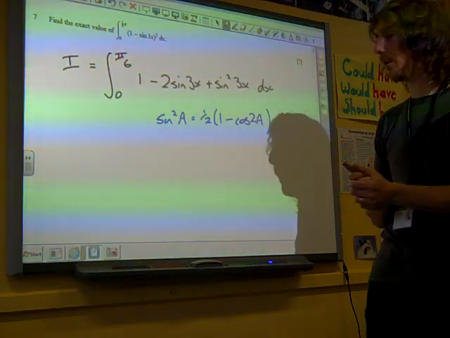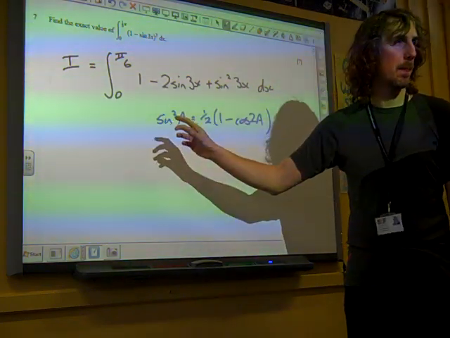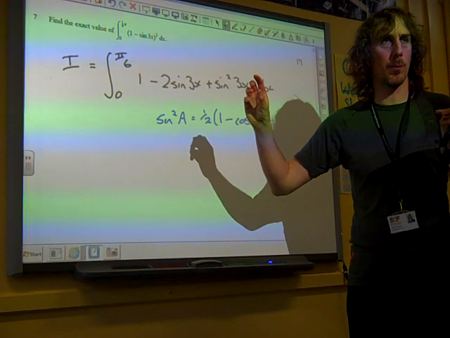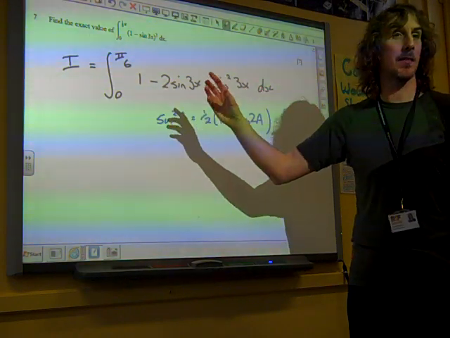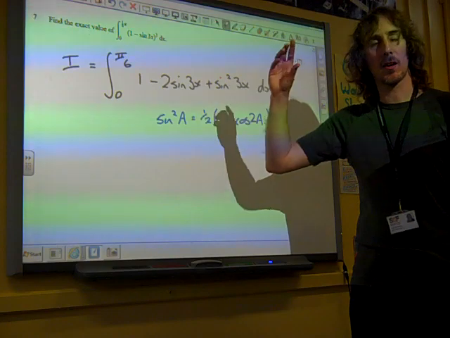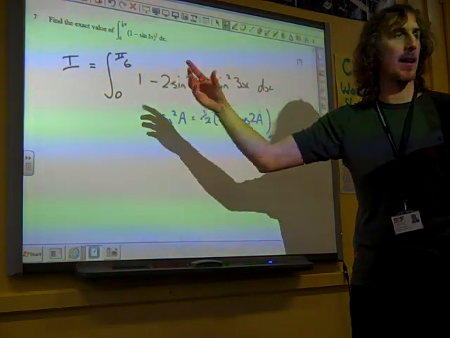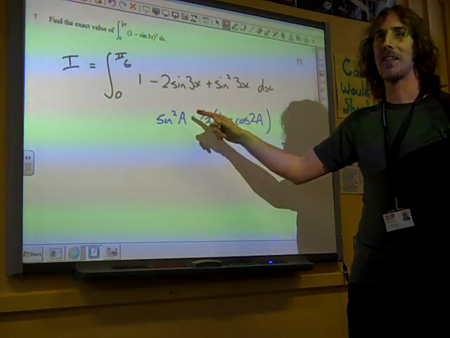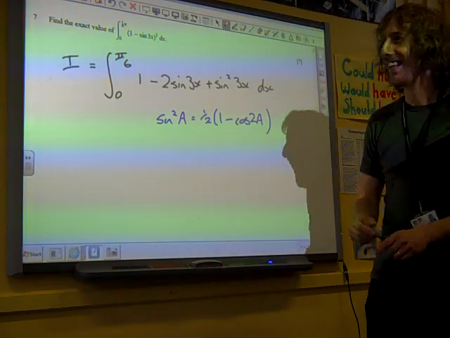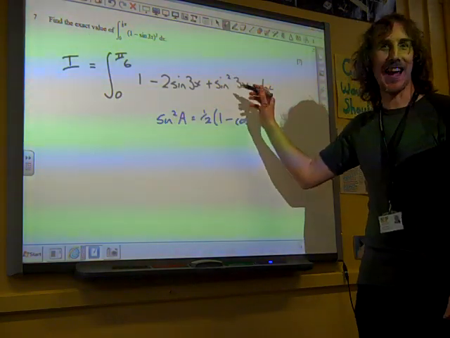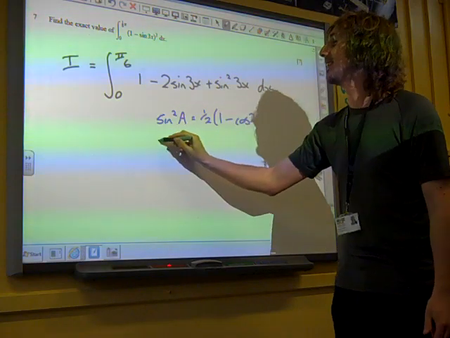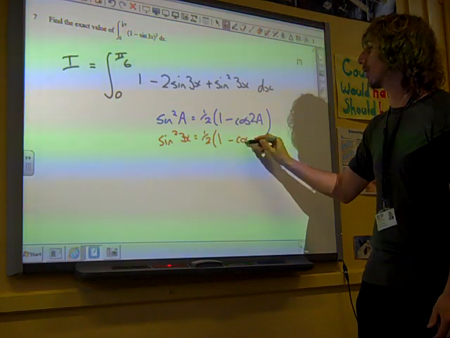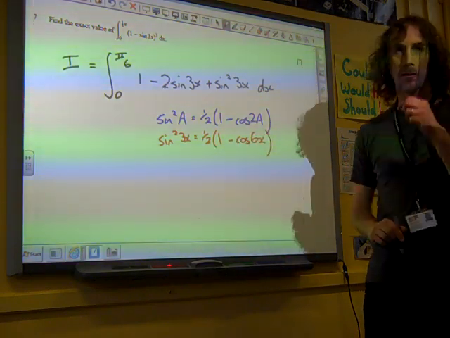Like I said before, if you can't remember that, then quickly derive it. Start with cos 2a is cos squared a minus sine squared a, and go from there until you get to that point. Sine squared a, where a is 3x in this case. So that's sine squared 3x is a half times 1 minus cos 6x.